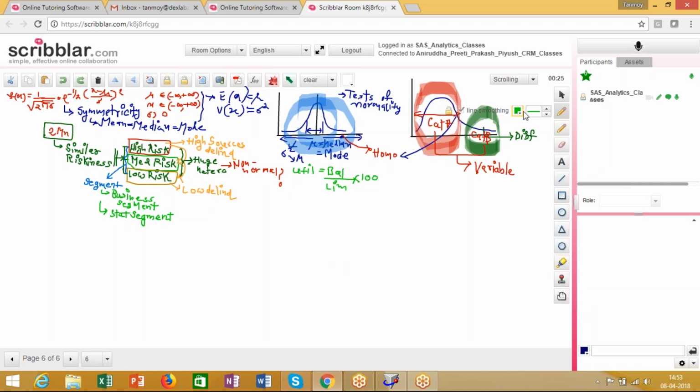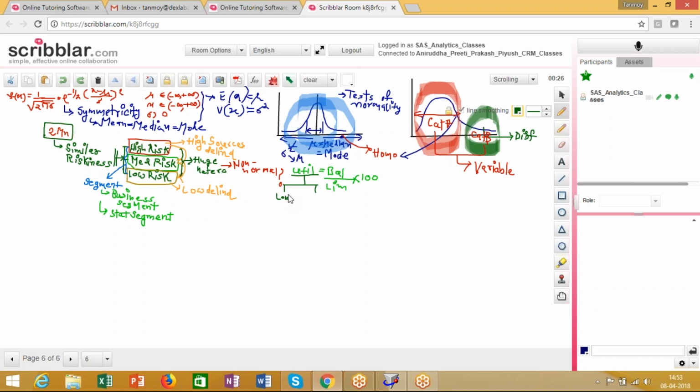The utilization rate for the high risk, low risk and the medium risk borrowers will be very different from each other. Generally it can be seen that the utilization for the high risk borrowers will be very low.